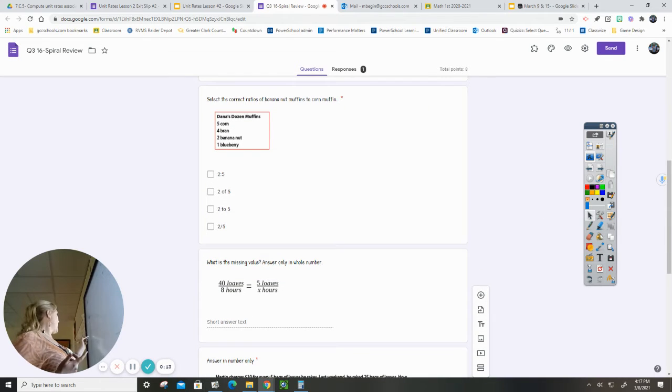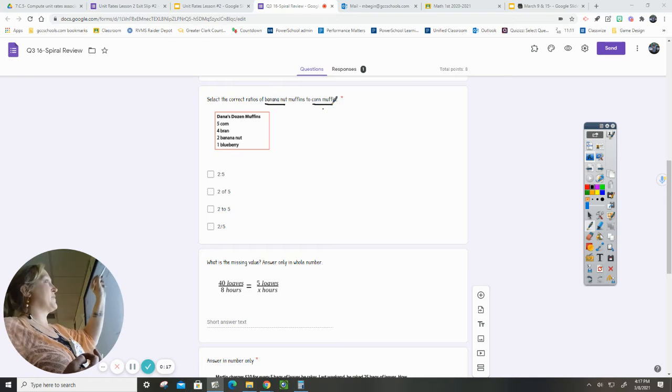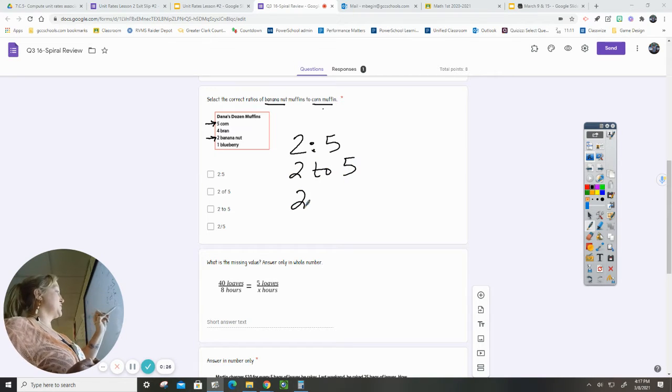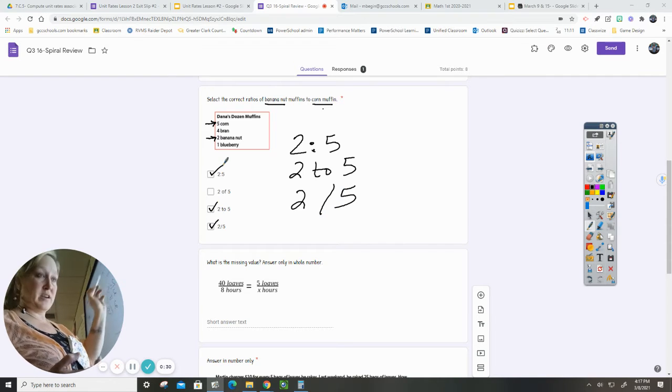So this first one asks you to determine the ratio of banana nut muffins to corn muffins. So it's 2 to 5, or 2 to 5, or 2/5. So our answers are these.